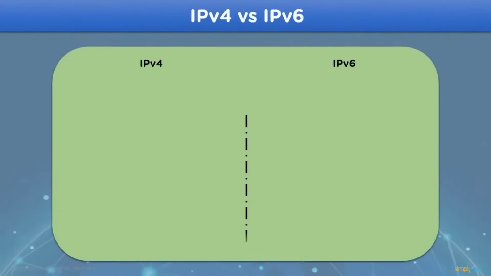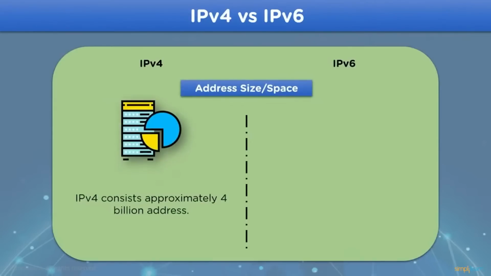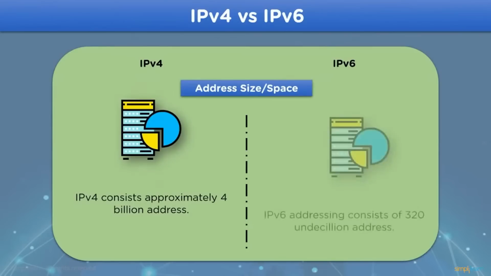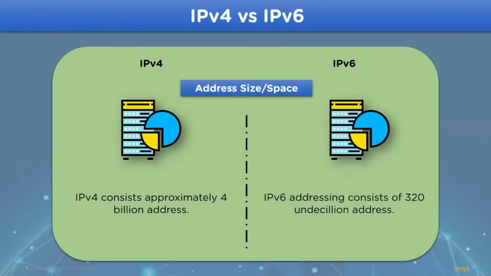Moving on, we have the number of addresses in each IP. In case of IPv4, the total number of addresses are nearly 4 billion addresses, whereas in case of IPv6 version, we have 320 undecillion addresses.